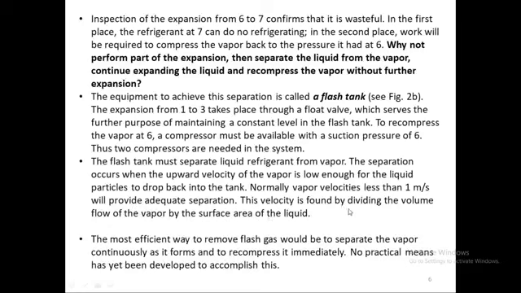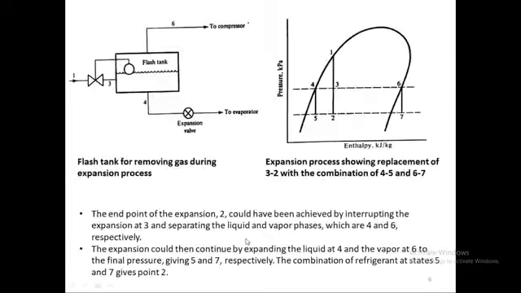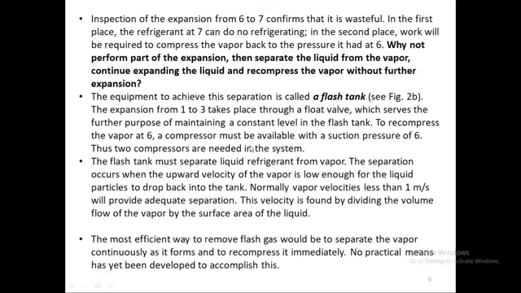This velocity is found by dividing the volume flow of the vapor by the surface area of the liquid. The most efficient way to remove flash gas would be to separate the vapor continuously as it forms and to recompress it immediately. No practical means has yet been developed to accomplish that. So the best thing would be to just keep separating the flash gas from here and keep compressing it. We cannot do it. So that is why we need this flash tank. So with the liquid, the gas can also be collected here and then sent to the compressor, to the high pressure compressor.